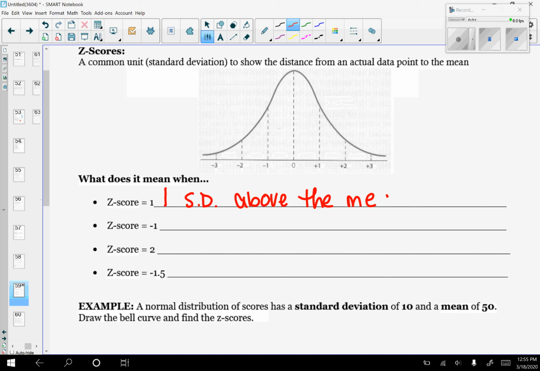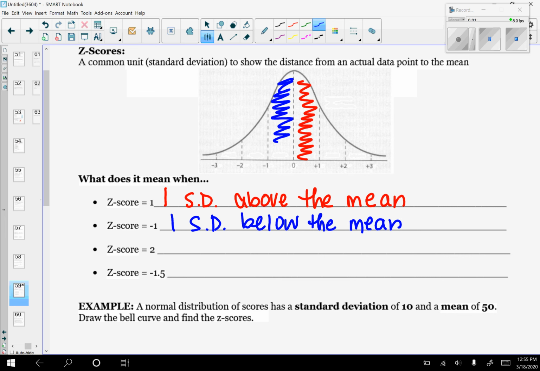Okay, so what does that mean? Well, that means you fall in this area here. You're 1 standard deviation above the mean if you get a z-score of 1. If you have a z-score of -1, this means that you are 1 standard deviation below the mean. Okay, you are in this range of data. You are right below the mean. Okay. If you get a standard deviation score of 2, this means you are 2 standard deviations above the mean.